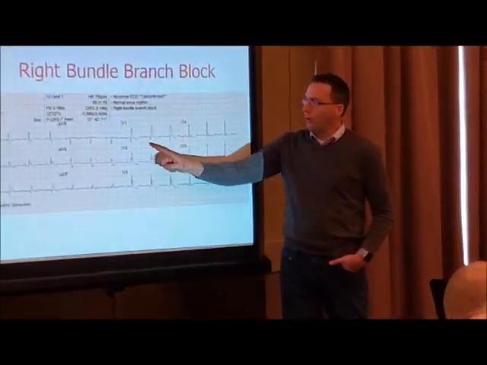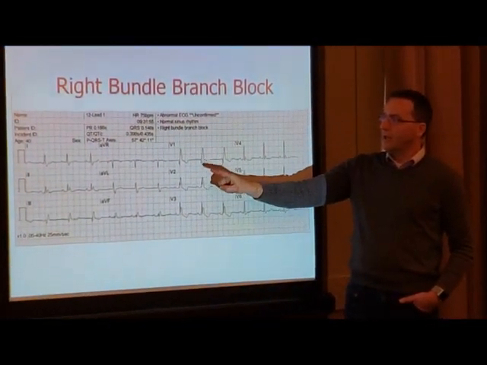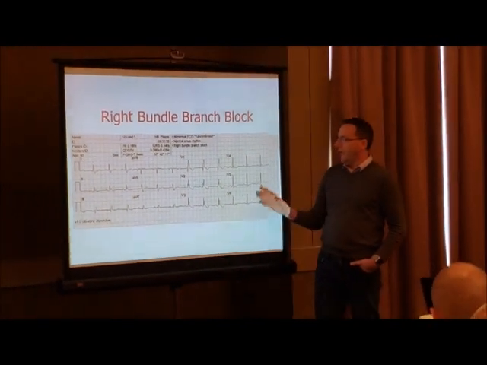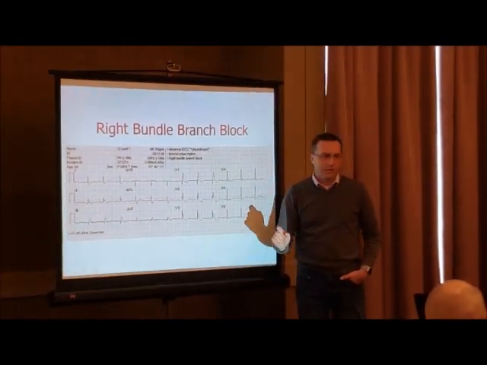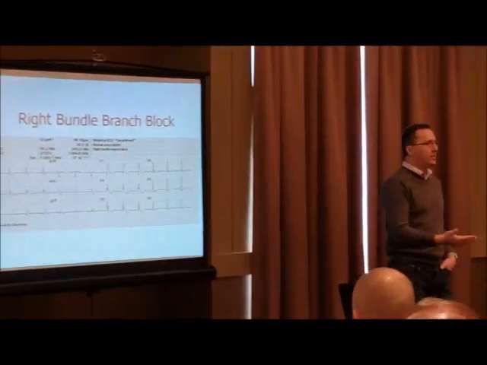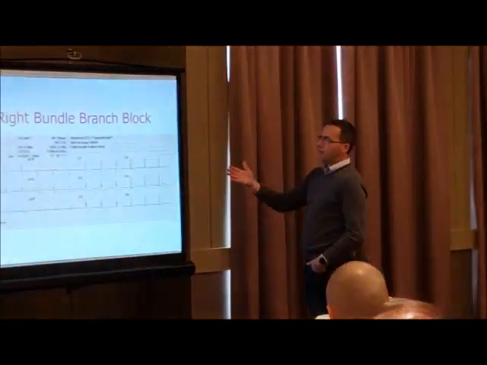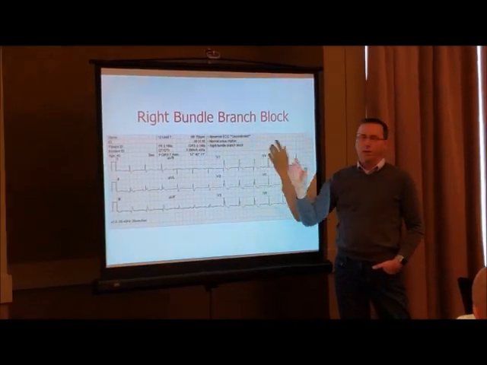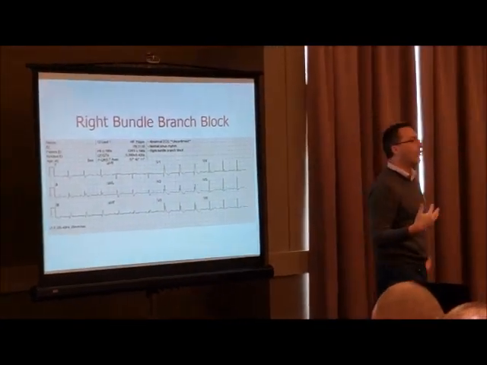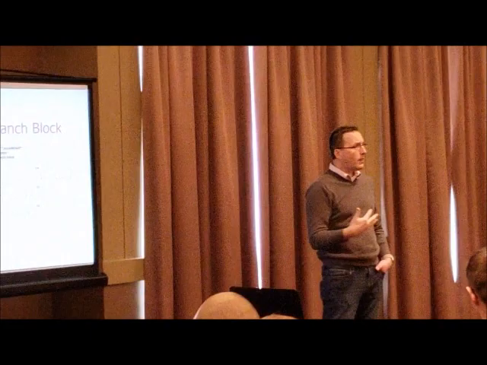Remember what we said for the normal ECG: the QRS complex should start out negative in lead V1 and end up positive in V6 with a transition somewhere around V3. But in this case, we don't have a negative QRS complex in lead V1. We have a positive QRS complex in lead V1. This is our first clue that we might be dealing with a right bundle branch block.